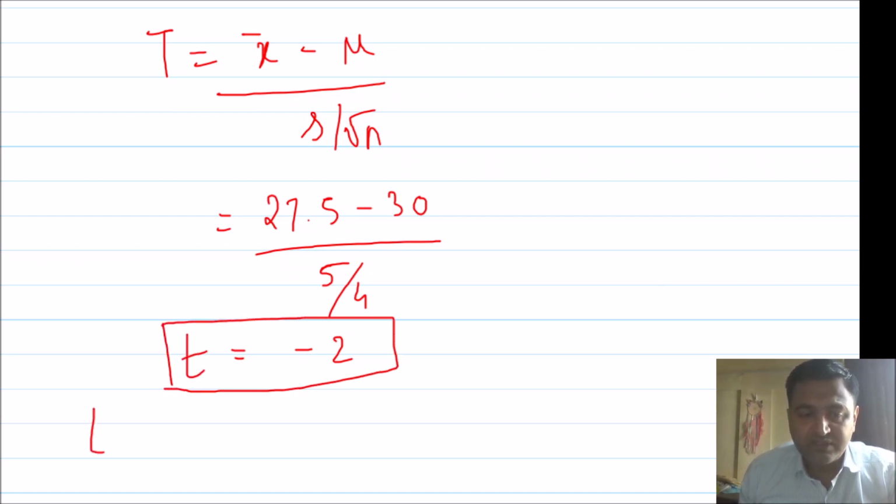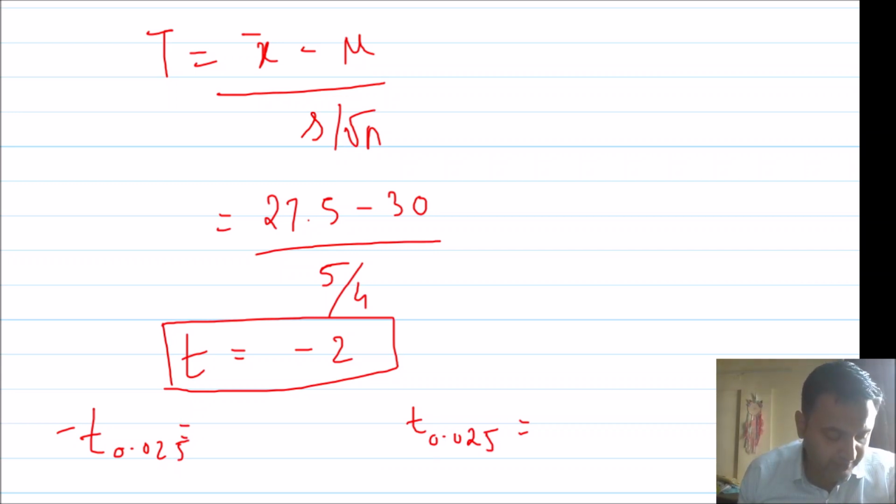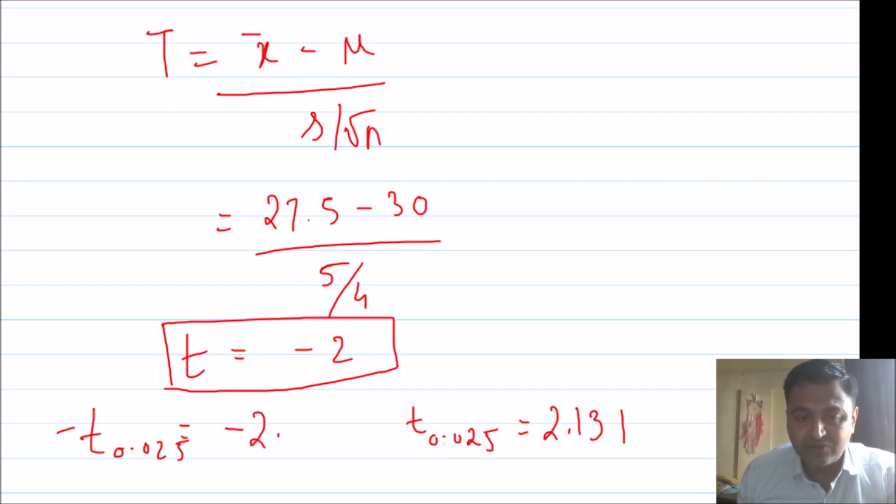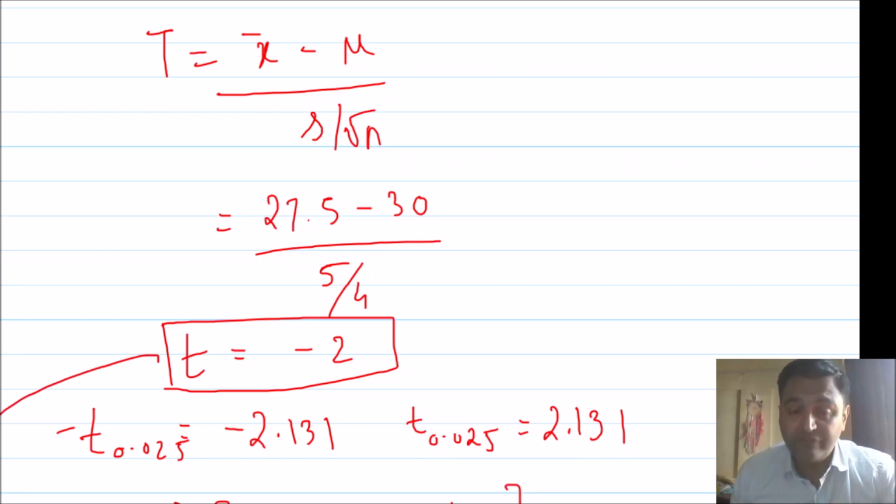Now the question is, what is minus t 0.025 and what is plus t 0.025? You want to find the t value such that the area towards the right is 0.025. If you go to the table, the answer will come out to be 2.131. Therefore, this is minus 2.131. Now, is your t value lying in the interval minus 2.131 to 2.131? Yes, minus 2 does belong to this interval. Therefore, the firm is satisfied with the claim.